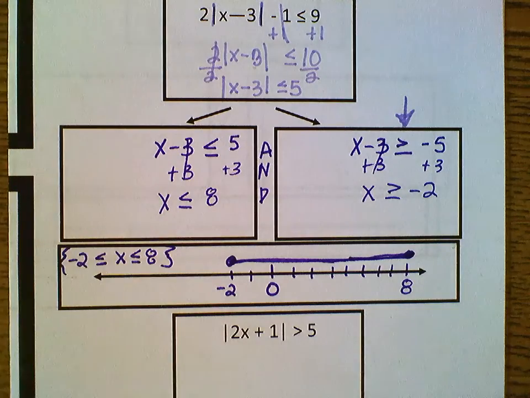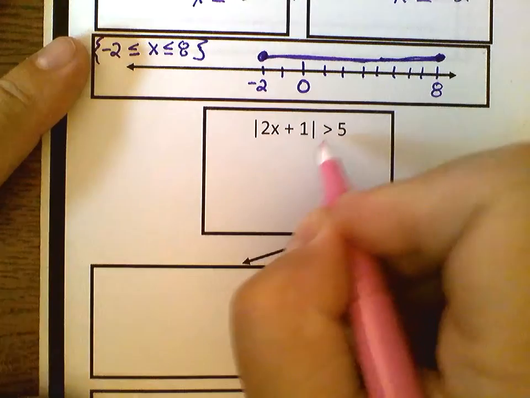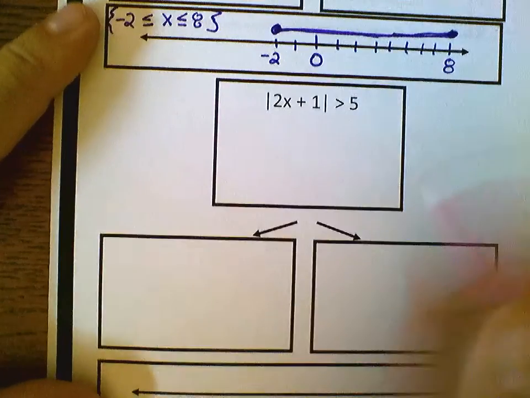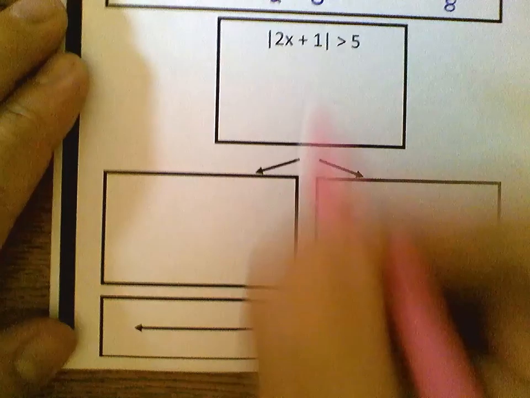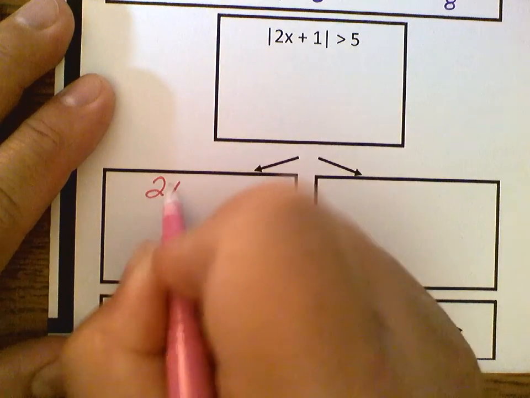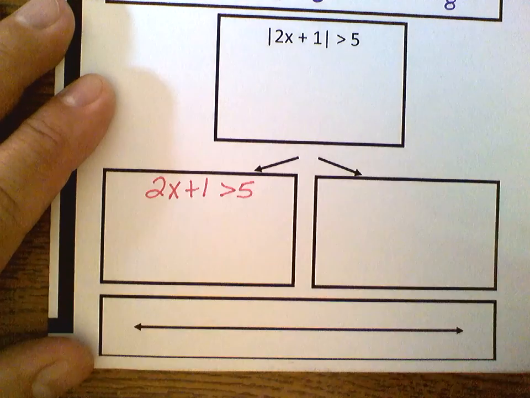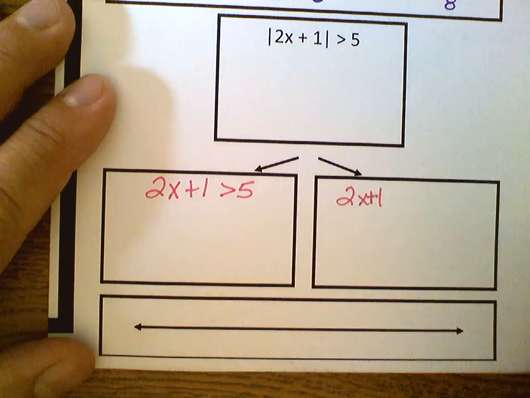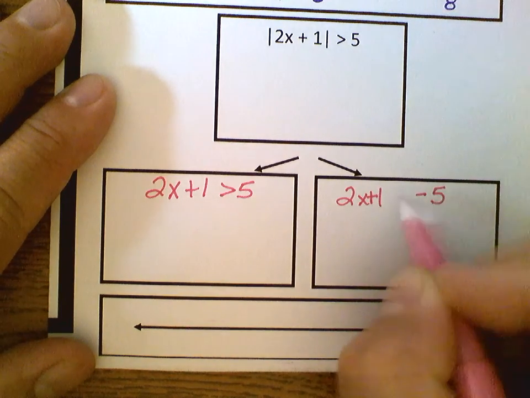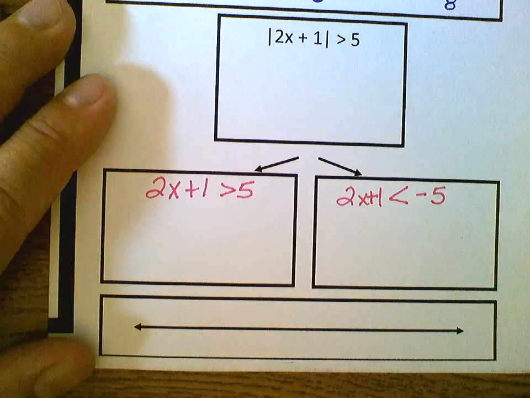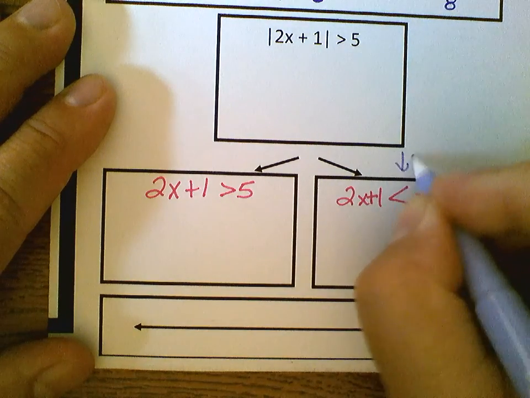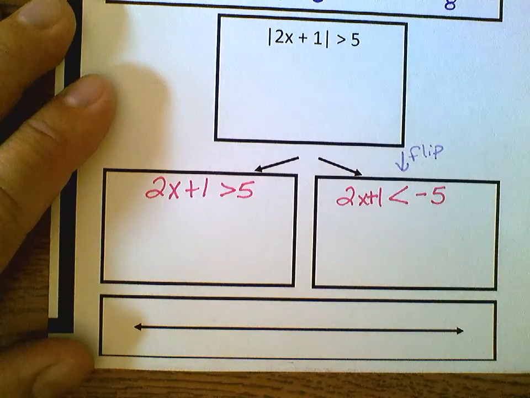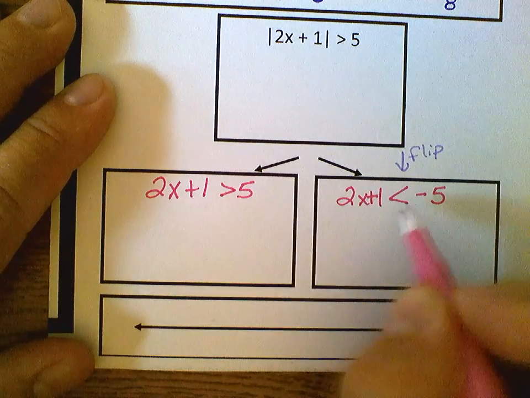All right, if we look at the next one, we can see that the absolute value is already isolated. So I'm just ready to go straight and write my two inequalities. So I'm going to keep 2x plus 1 is greater than 5. And then I'm going to write 2x plus 1. I'm going to have a negative 5, and I have to flip the symbol. So again, don't forget to flip. So you make no changes and you make all the changes.